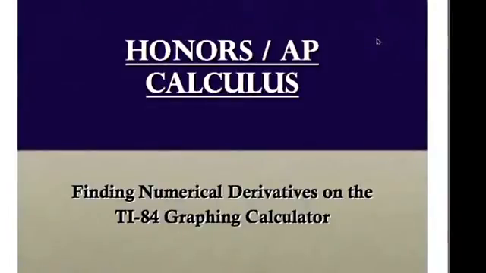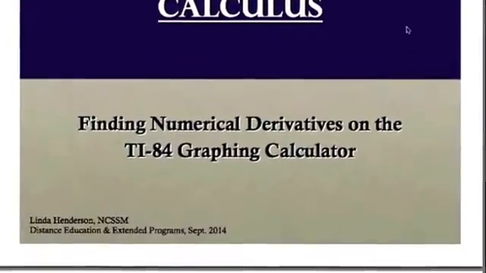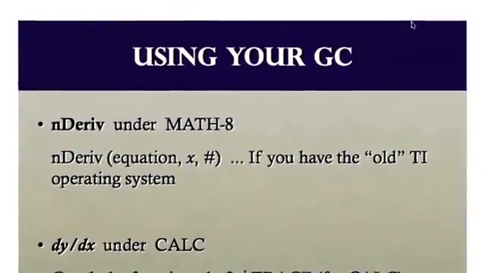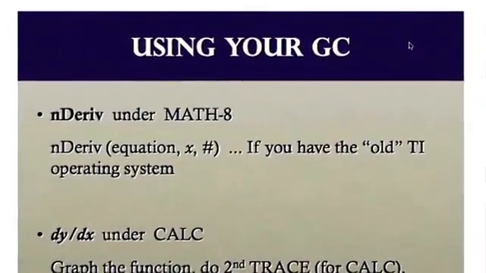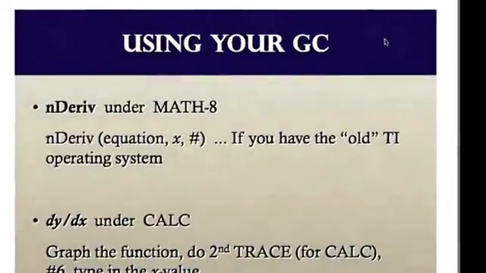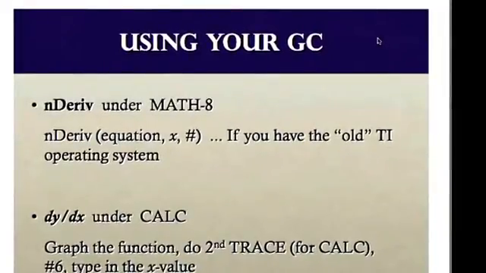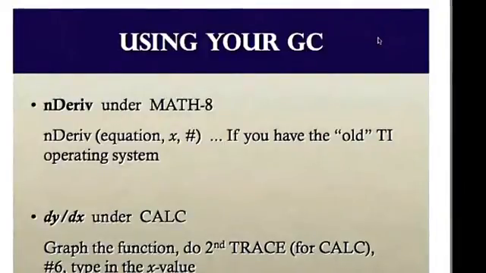So if yours does not look like mine does, that means you might have the older operating system, which I will address as I go through. There are two primary ways to use your graphing calculator to find a numerical derivative, and these two I will be walking you through. The first is called nderive, which can be found on your calculator under Math. The Math button is in the far left column, and then number 8, you'll see it says nderive on it.